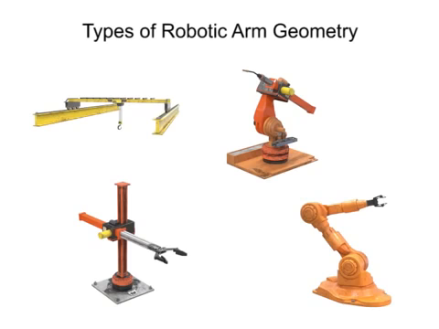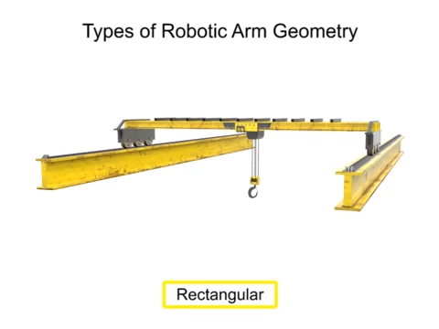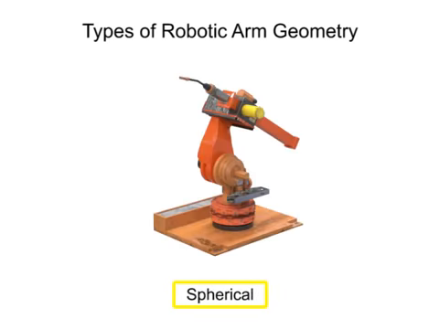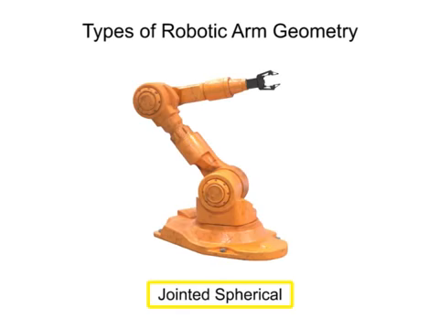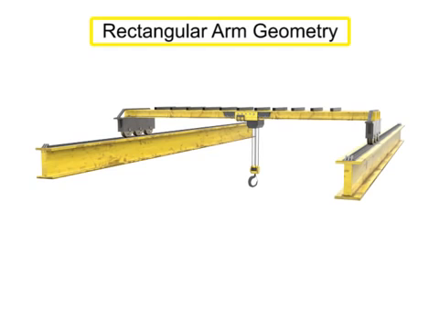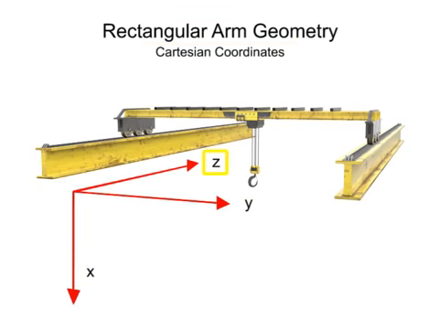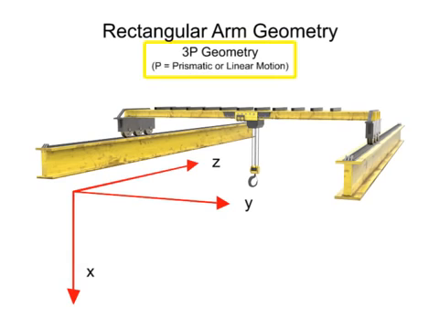There are four main types of robotic arm geometry: rectangular, cylindrical, spherical, and jointed spherical. Robots with rectangular arm geometry use Cartesian coordinates and move linearly along each of the x, y, and z axes. This type of movement is also called 3P geometry, where the P stands for prismatic or linear motion.